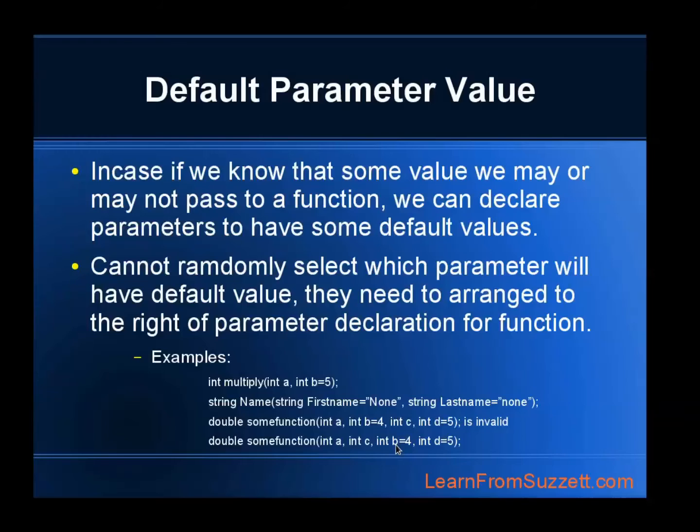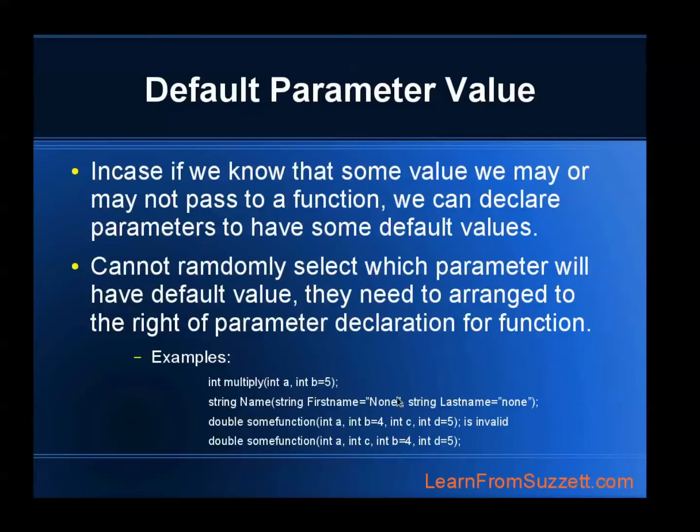You cannot do that. If you want to declare b equals 4 as a default value, declare it after you are done with the required values. Just order them in the rightmost part, and you should be okay with that. Otherwise your compiler might complain that you have missed some values inside the function. So that's a default parameter value.